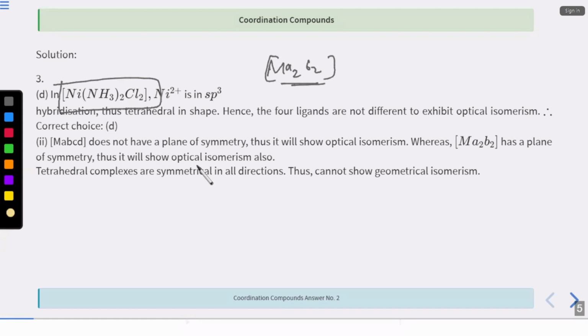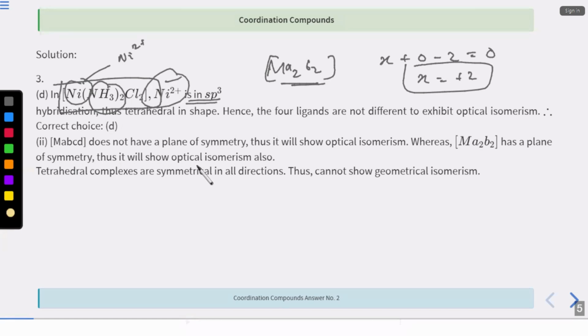Okay. So here M is nickel and nickel is in 2 plus state. Why so? Because NH3's state is 0, so it would be x plus 0 minus 2, because Cl is minus 1, equals 0, so x is equal to plus 2. So that's why nickel is in plus 2 state, and Ni2+ is sp3 hybridized. We studied this thing in chemistry. Of course, sp3 is tetrahedral in shape. Hence, the four ligands are not different enough to exhibit optical isomerism. So correct choice is D, because there would be tetrahedral shape only because of sp3 hybridization.